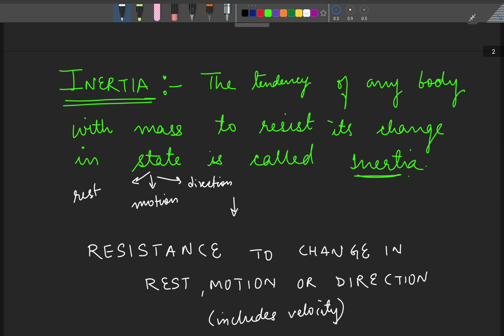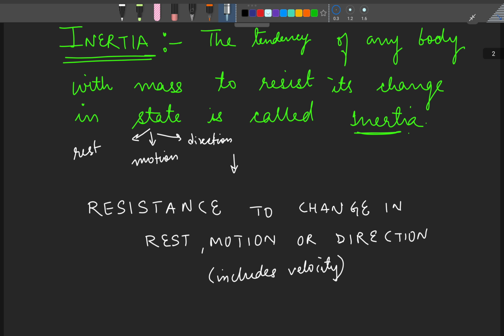So if a body is at rest, the body will have the tendency to continue being at rest, and that is called inertia of the body. Or if the body is moving with a uniform speed, then the body will continue to move with a uniform speed, and that would be called the inertia of that body, right? And direction also is something that we'll quickly discuss in some time. So essentially, inertia, we can say, is nothing but resistance to change in rest, motion, or direction of a body.